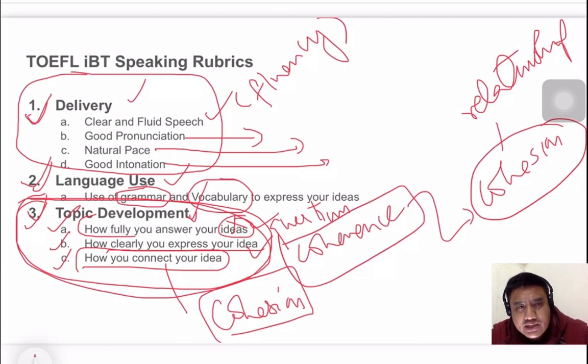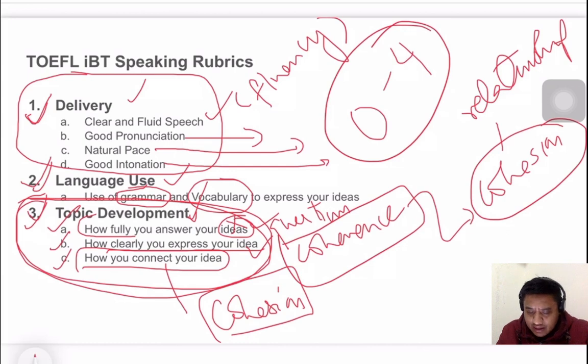Now, once it gets to ETS, the speech sample is sent to both human and computer AI, right? Then they will use these three different dimensions of rubrics, and the specific criteria within each rubric dimension, to check how well you have scored based on those rubrics. So this is how it's done, okay? And then they'll give you a score from 0 to 4.